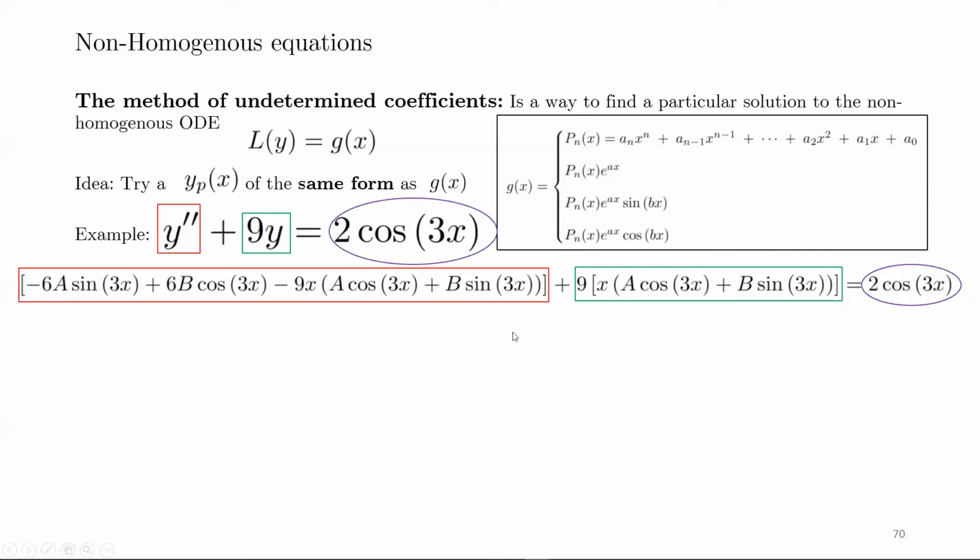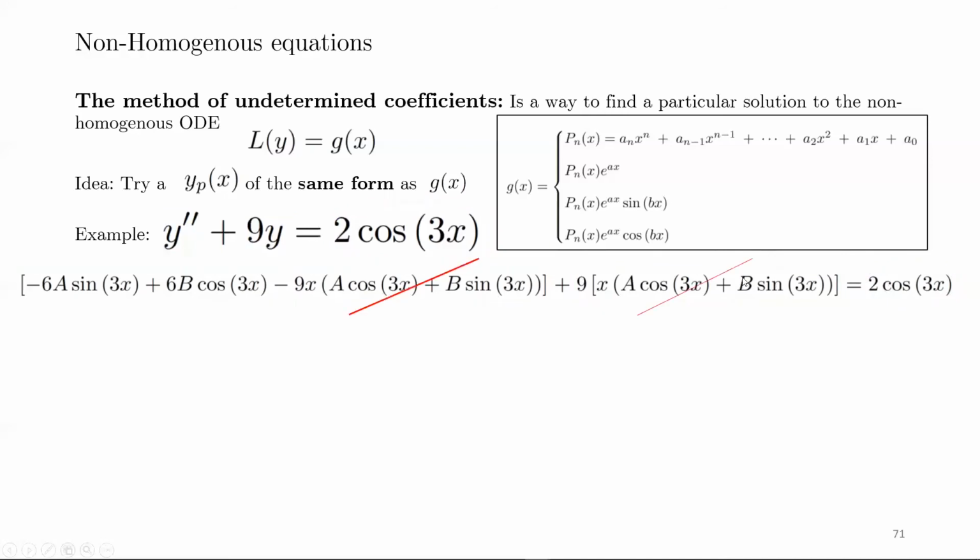So there are a number of simplifications that I can make. Happily, this term here, negative 9x times all this stuff, is going to cancel with this positive 9x times the same stuff here. So in fact, these two terms are going to cancel, which greatly simplifies my equation. So I end up with negative 6 times a sine 3x plus 6 times b cosine 3x equals 2 times cosine 3x.